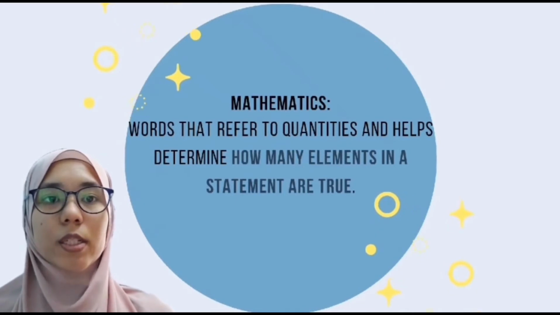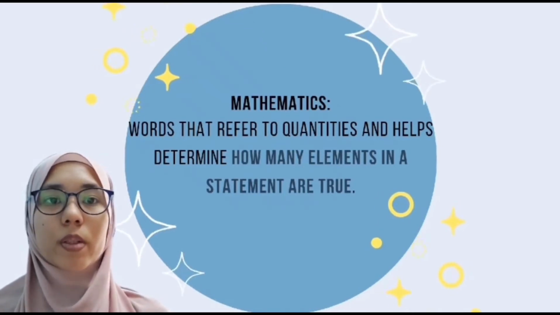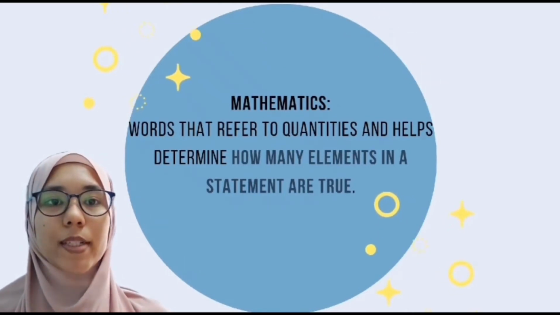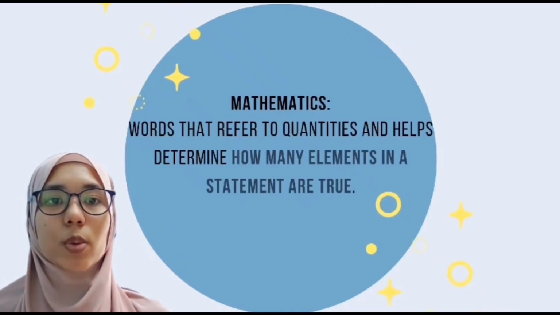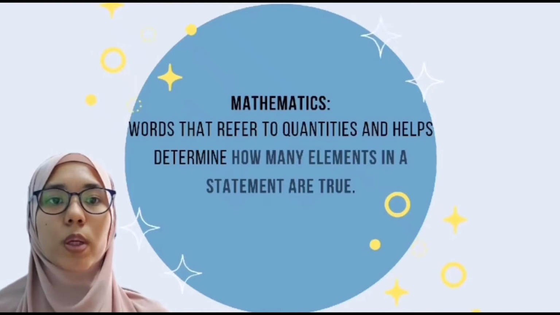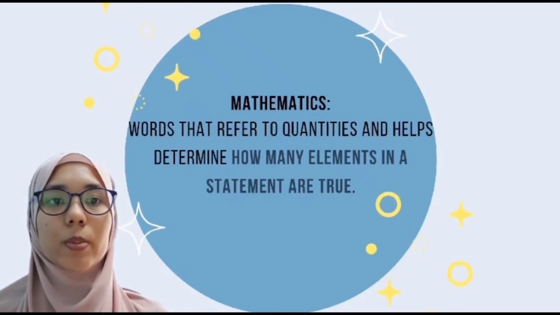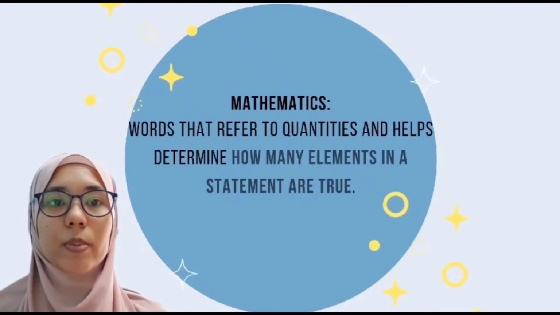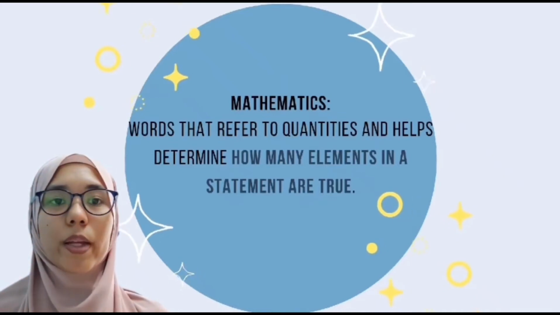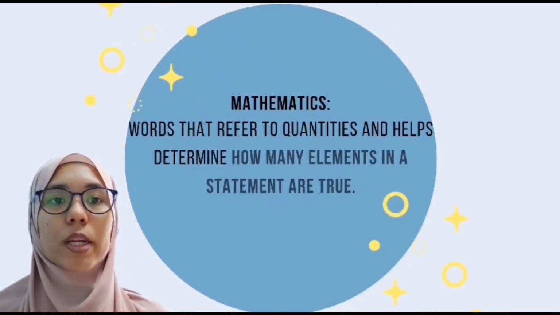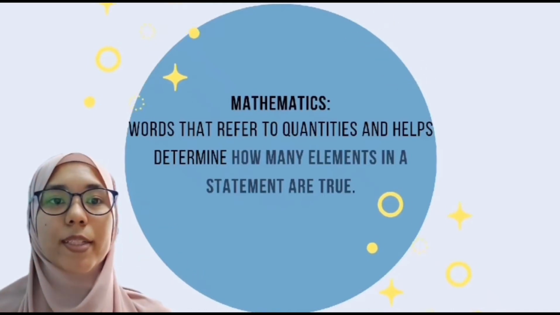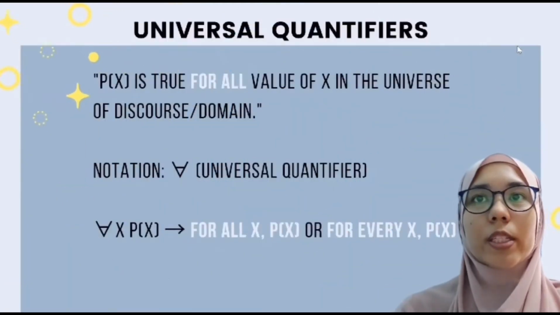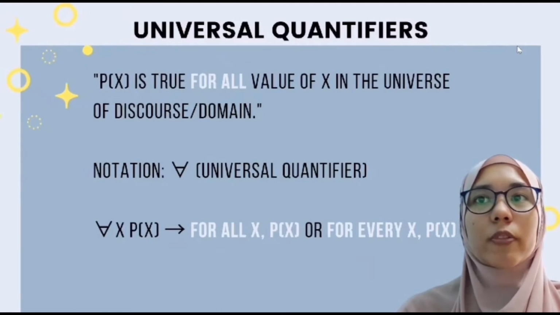For our first discussion, we will learn about the definition of quantifiers. In mathematics, quantifiers are defined as words that refer to quantities, and they help determine how many elements in a statement are true. With that said, let's move on to the next discussion, where we will learn about the different types of quantifiers. First, we will discuss the universal quantifiers.